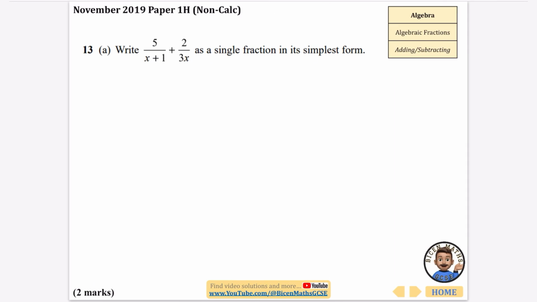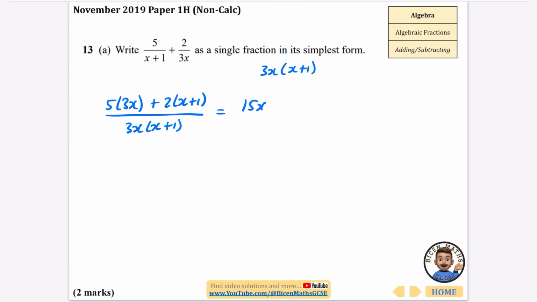Okay, we're going to write this as a single fraction in its simplest form. Again, we just want there to be a common denominator. The common denominator we want it to be is a 3x and an x plus 1. So the 5 needs to be multiplied by a 3x, and the 2 needs to be multiplied by an x plus 1. Common denominator will be our 3x and our x plus 1. Now it's just a matter of expanding the brackets. So we get 15x plus 2x plus 2 all over 3x brackets x plus 1. So we get 17x plus 2 over 3x brackets x plus 1.